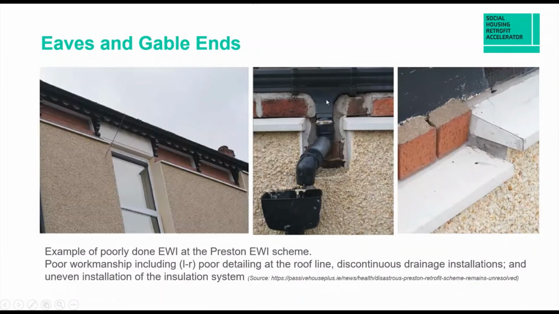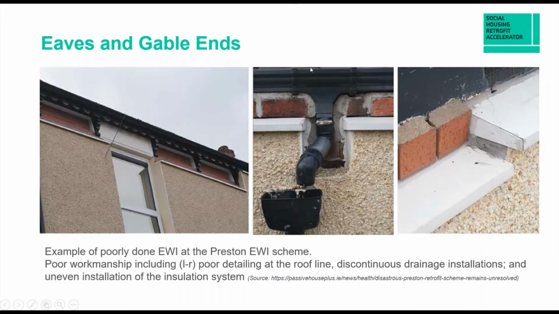So this is, I believe, Fishwick. So this is the Preston project. This was a whole host of failures, but fundamentally the biggest clangers were poorly detailed and disconnected rainwater goods that allowed water to just dump all over the place, and very poor detailing that allowed water to then get back behind the insulation. So a lot of things like this, stepped flashing, we cannot be doing that anymore.